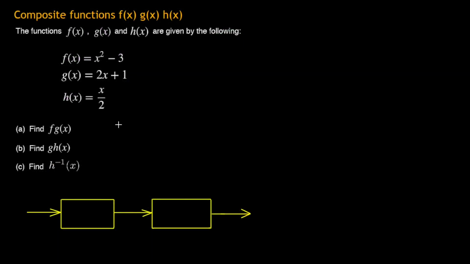I've got a composite function question here. We've got three functions, an f function, a g function and an h function, and we've got to find various combinations of these functions and then find the inverse of h. The thing that confuses most people about these questions is indeed the notation, fg(x).